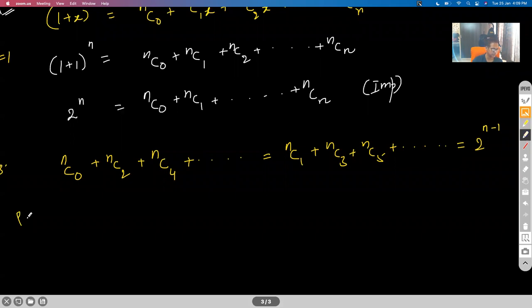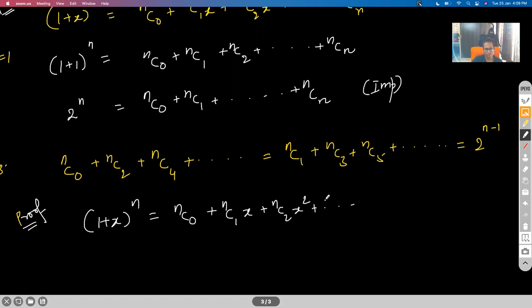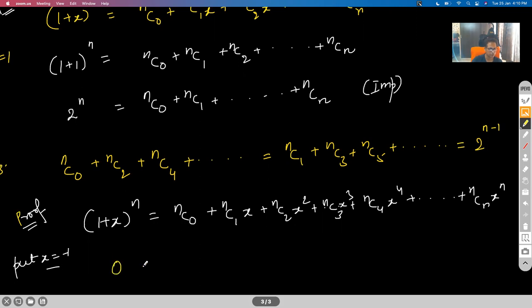Let's look into it very, very quickly. We are already aware of it. So in this result, what I'm going to do, this is the result which everybody knows. Let me write one more. So in this result, we are going to put our x value as minus 1. When you do that, the left-hand side becomes 0. The right-hand side will start getting these terms with alternating signs.